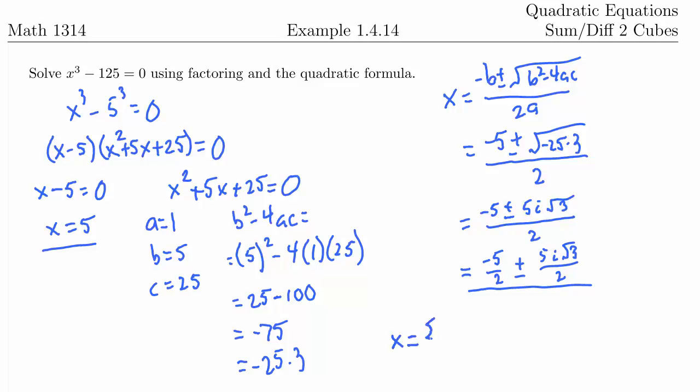So write that down in your solution set. 5, comma, negative 5 over 2 plus or minus 5i root 3 over 2.